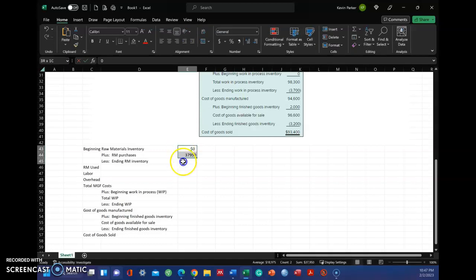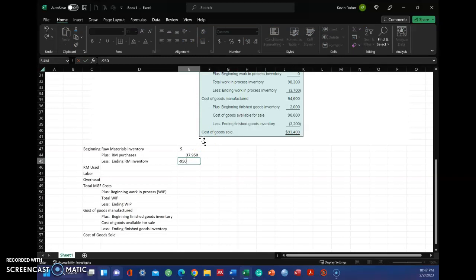$37,950. I decided I am going to let Excel do the work for me. All right, so less raw materials inventory was $950. So what do we have to start with? Nothing. What did we buy? $37,950. What do we have left over? $950. Well, that'll give us what's used. What you start with plus what you bought minus what you're left with always gives you what was used.